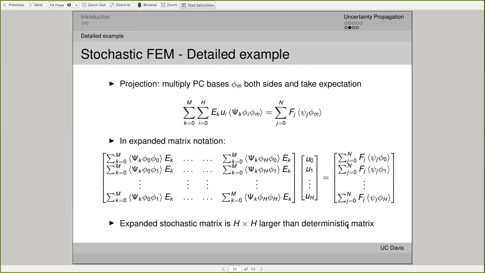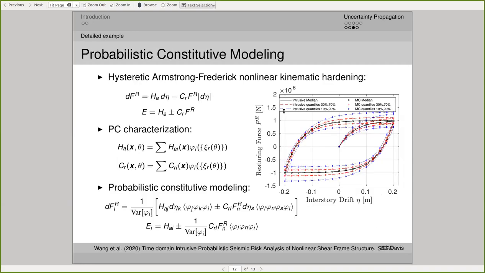The above formulation is already complete for the linear elastic problem. However, for the nonlinear problem, we still need the probabilistic constitutive modeling part to close the loop. What I'm presenting here is a hysteretic Armstrong-Frederick nonlinear kinematic hardening equation. This is a deterministic constitutive equation, and we have applied it to modeling the hysteretic behavior between the restoring force and the interstory drift, Fr and eta. Here HA and CR are the model parameters.